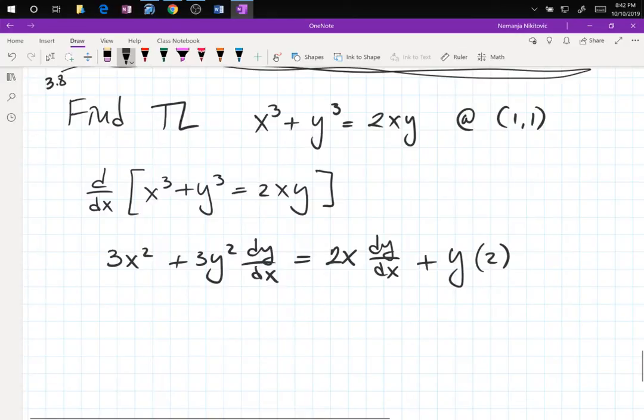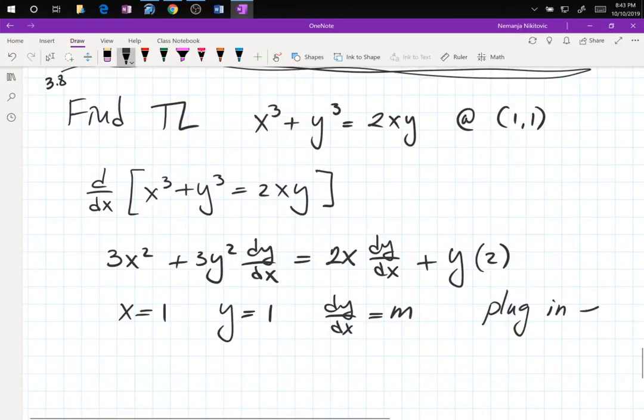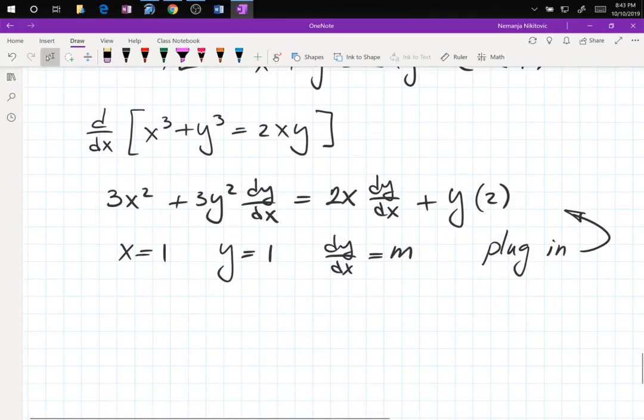So my x is 1, my y is 1, and my dy/dx is m. Plug in. So you do not have to shovel a lot of algebra at all. When you plug in x equals 1, you get 3, plus y squared, that's a 1, so it's 3m, equals x is 1, so you have 2m, and then plus 2. That's called the boss move.